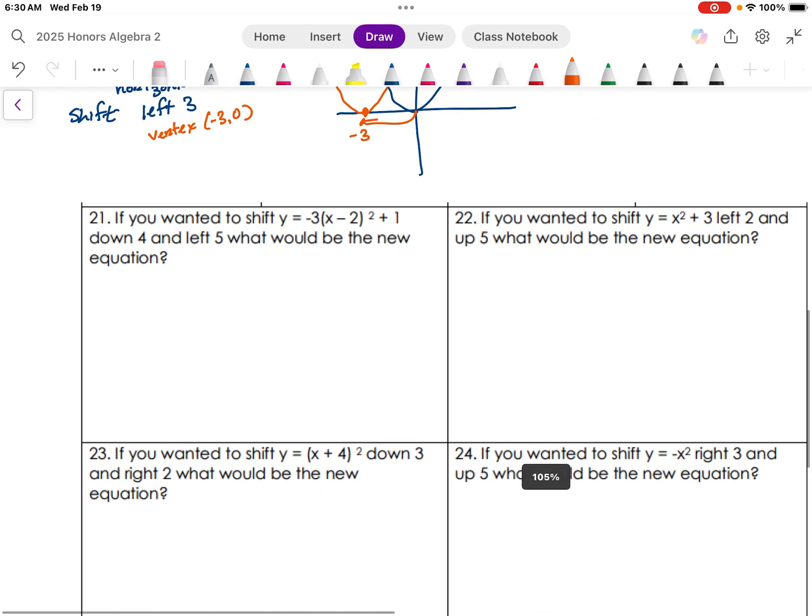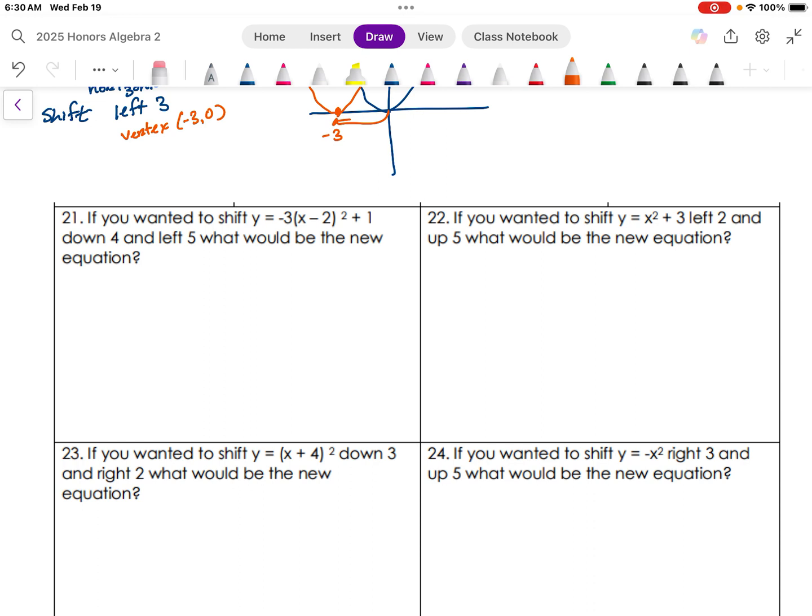I put some variations here as we finish up the videos in the next couple minutes of saying if you started with a function and they asked you to transform it, what would the new equation be like? These would be like your level 3 and level 4 problems they could ask us. Really level 3 problems they'd ask us on a state test. If you wanted to shift y is equal to -3 times the quantity x minus 2 squared plus 1 down 5, and to the left, what would be the new equation?